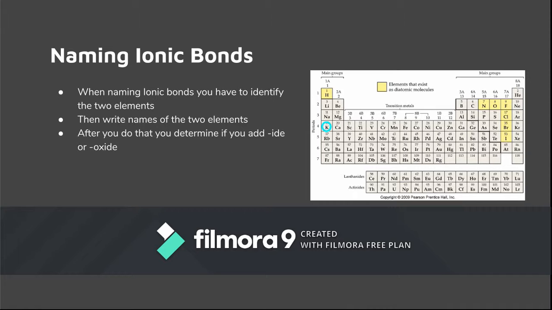When naming ionic bonds, you have to identify the two elements. Once you do that, write the names of the two elements. After you do that, determine if you add the suffix "ide" or "oxide."